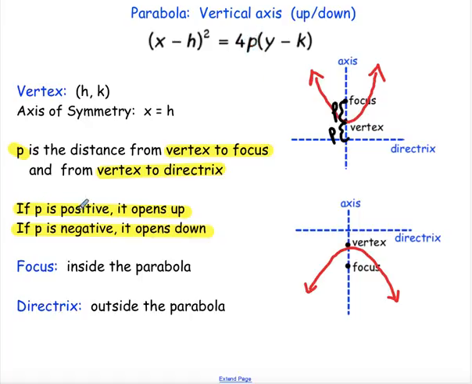If p is positive, your parabola is opening up. If p is negative, your parabola is opening down. So that's pretty important. That's why I have all this stuff highlighted. The focus is always inside, the directrix is always outside. Now, this formula is the formula you're going to use when it's opening up or down. The x stuff will be squared when it's opening up or down.